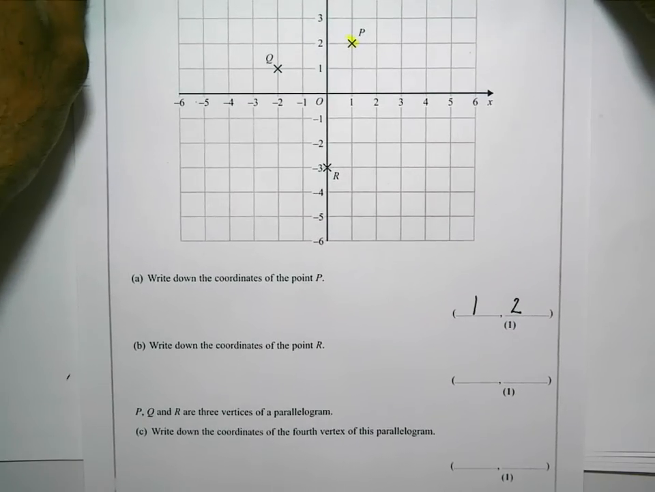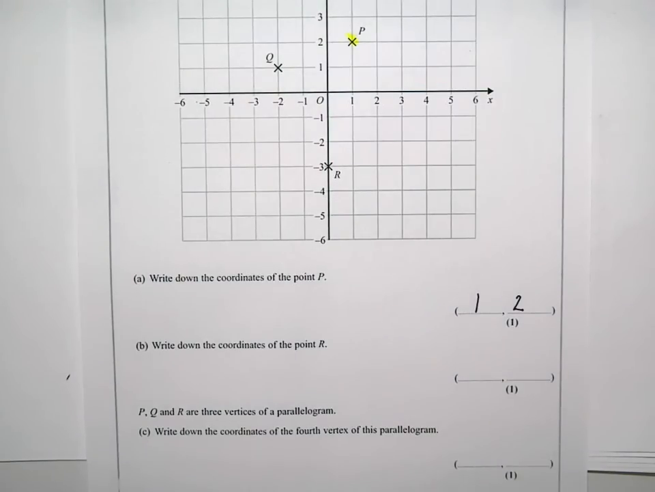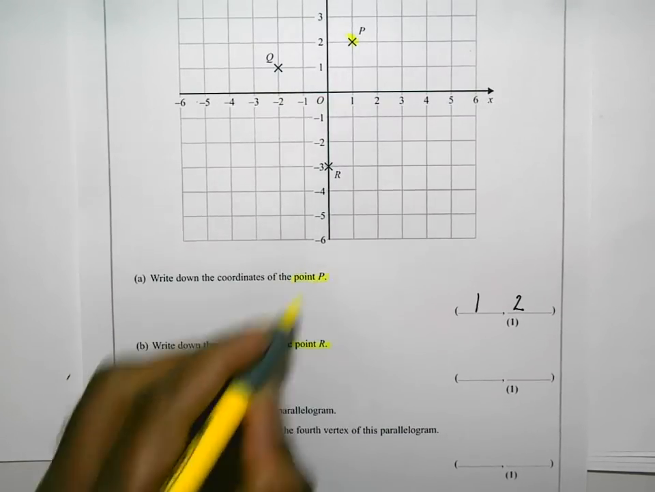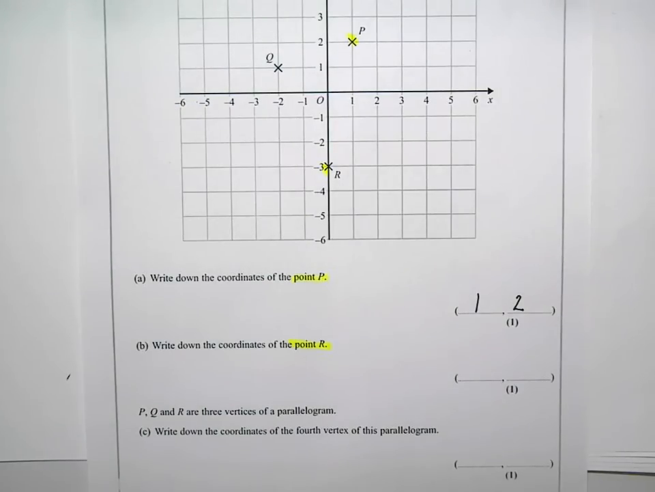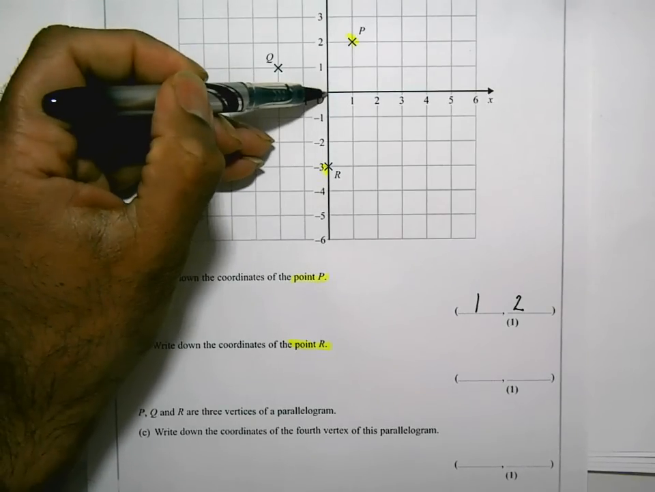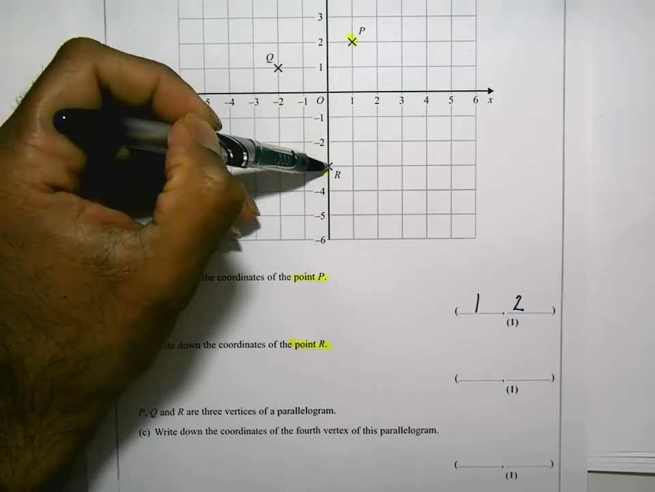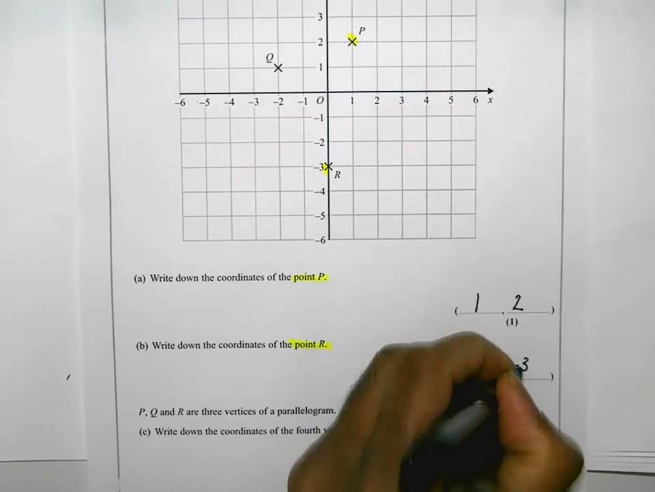Alright, the next part says write down the coordinates of the point R. So we did P before, they want R now, and R is over there. Again, a similar thing. You need to go along the corridor and up the stairs, or down in this case. Along the corridor we don't need to move, so that's 0, and then down to -3. So the coordinate there is 0, -3.